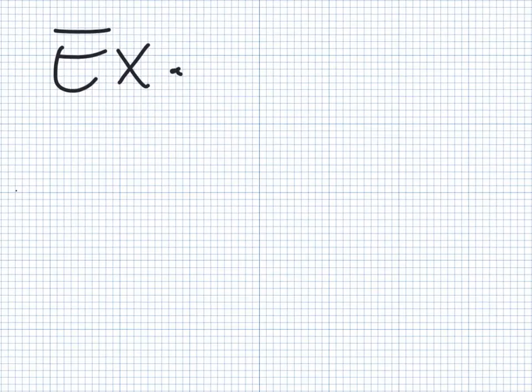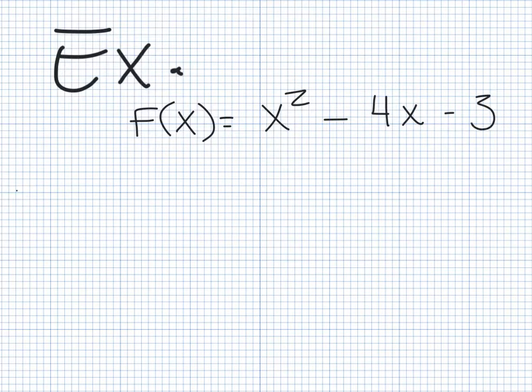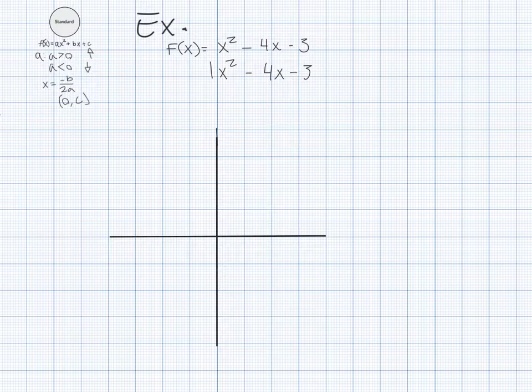For example, if we have the equation f of x is equal to x squared minus 4x minus 3, the a value is equal to 1, the b value is clearly negative 4, and c is negative 3. The first piece of evidence that we are given is the concavity of the graph, which is positive and only by 1, meaning it will not be very fat or skinny.